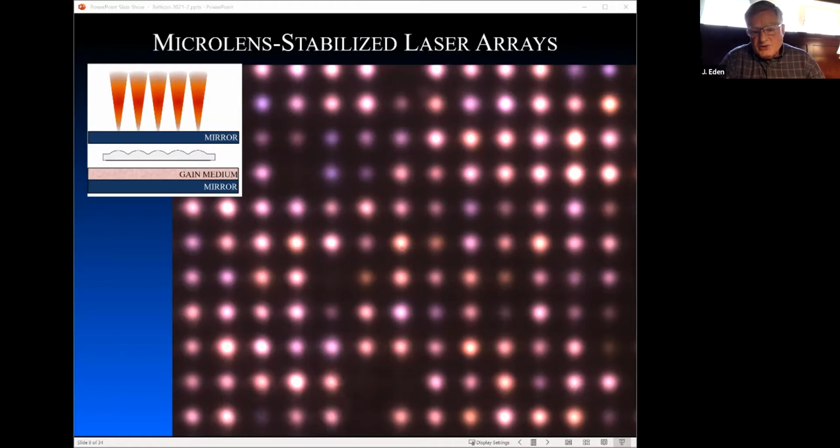And I might say that while the slide is changing, that we've produced as many as 4,000 laser beams from these resonators. And they're only about a centimeter in diameter. So there's 4,000 micro lasers packed into about 1 centimeter diameter.